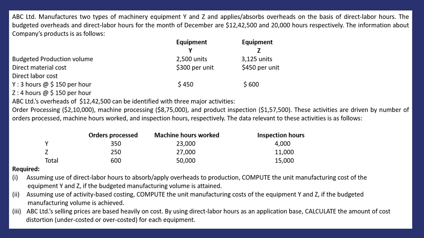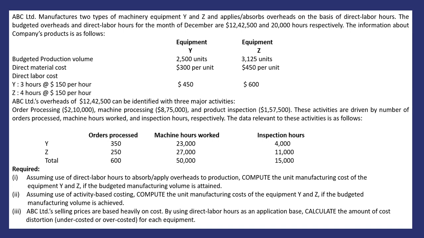So let us take the example: ABC Limited manufactures two types of machinery equipment, Y and Z, and it applies or absorbs overheads on the basis of direct labor hours. So they have two machinery equipments, equipment Y and equipment Z, and they are absorbing the overheads on the basis of direct labor hours. The budgeted overheads and direct labor hours for the month of December are: the overhead amount is 1,242,500, and the direct labor hours given is 20,000 hours respectively. And the other information is budgeted production volume, I mean units, 2,500 and 3,125, direct material cost 300 per unit and 450 per unit, and direct labor cost is 450 and 600. How is it incurred? Product Y needs 3 hours and product Z needs 4 hours.